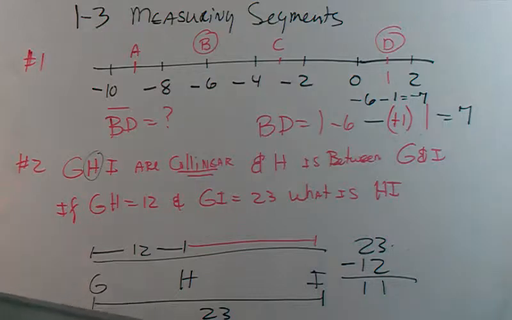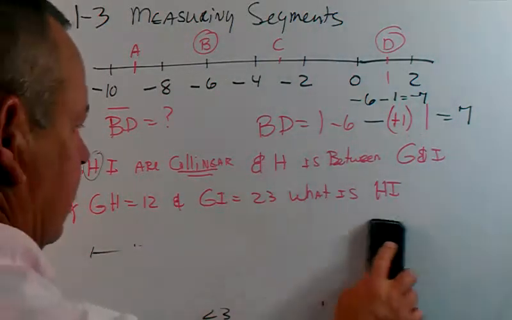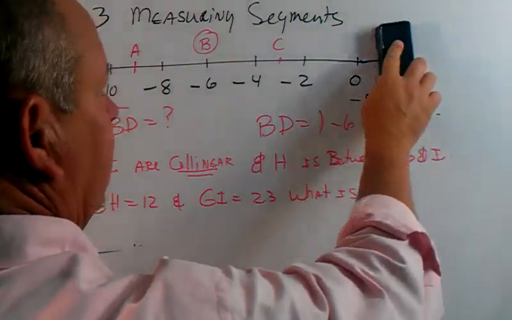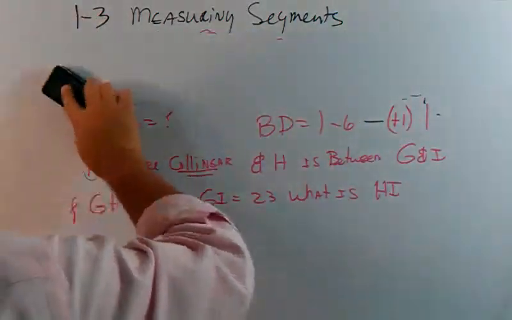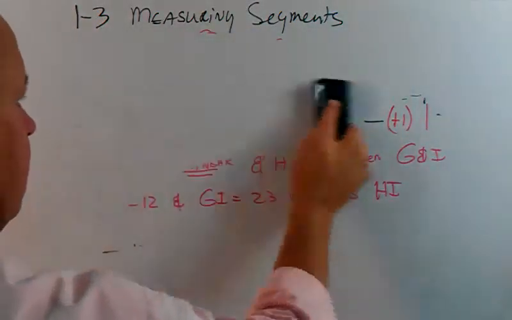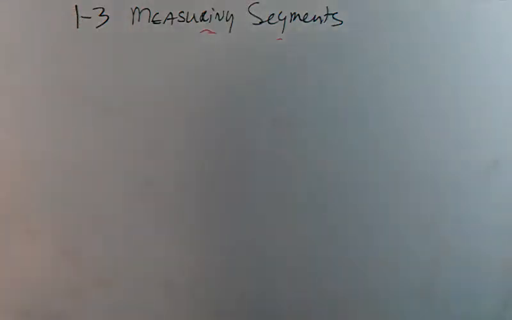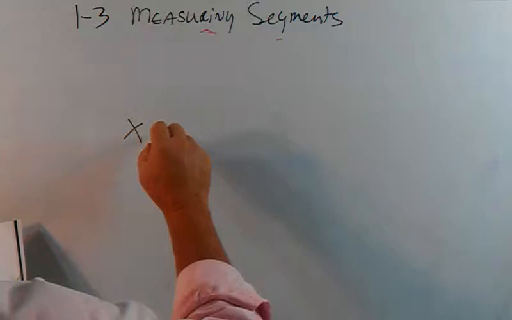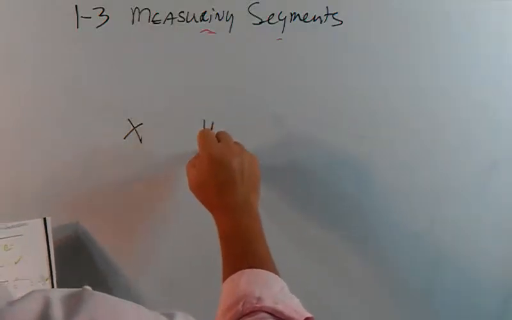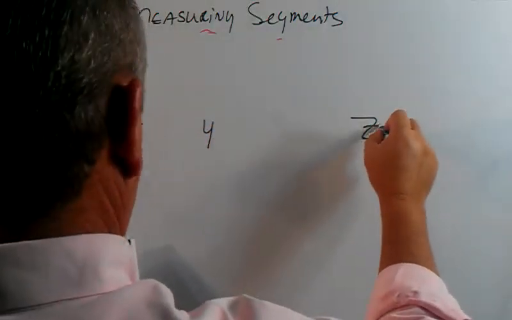Alright, I'm going to go ahead and check how much time we have here. Okay, it's only 3 minutes, we got up to 10 minutes. So let's go ahead and do number 3. Alright, number 3. Draw this out. We've got X, Y, and Z.